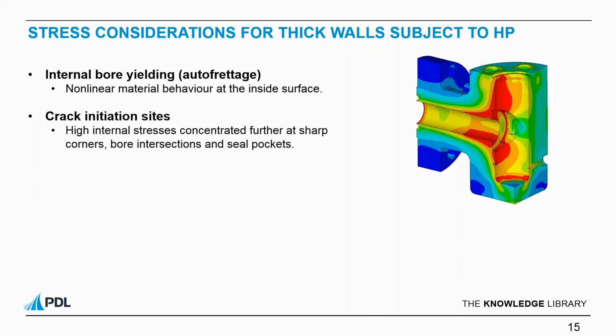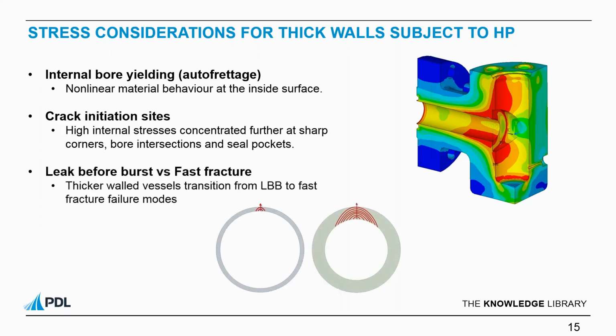We also need to be aware that these high internal stresses are concentrated further at sharp corners, such as bore intersections and seal pockets. These are likely crack initiation sites for cyclic failure modes such as fatigue. And thirdly, the transition from thin to thick wall also has a tendency to change the likely fatigue failure mode from leak before burst to fast fracture.